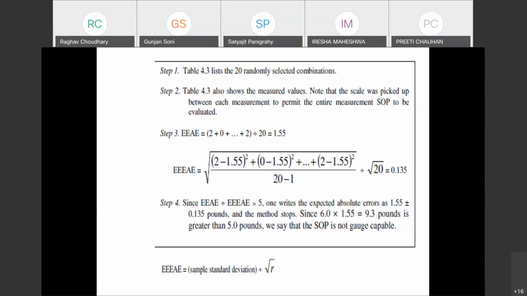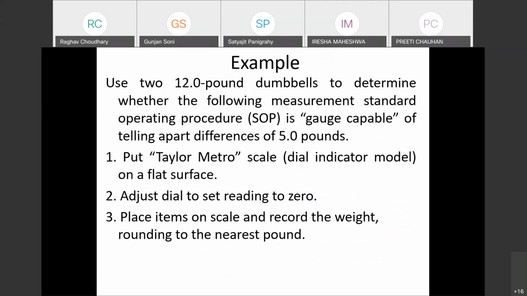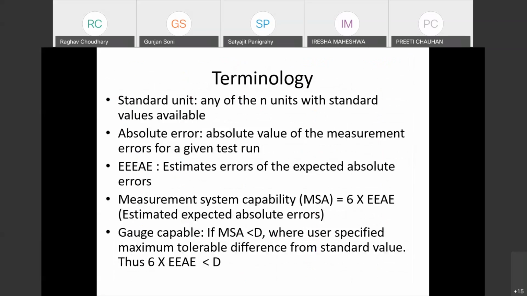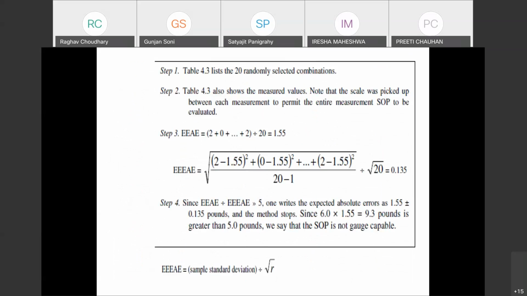Now we want to know whether this is gauge capable or not. The measurement system analysis we've done, and we want to know whether this scale, the Taylor Metro scale which we are using, is usable or not. So we multiply 6 with 1.55, and the thumb rule was that it should be lesser than D. D was specified as 5 pounds. So can it tell the difference of 5 pounds? It is 9.3, which is greater than 5 pounds. So we say the gauge is not capable.